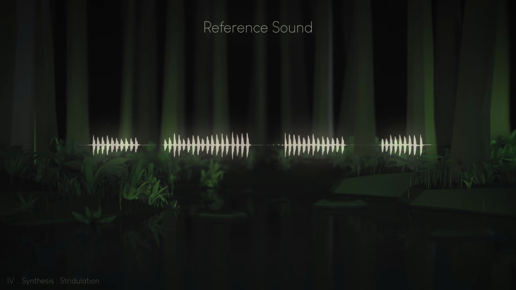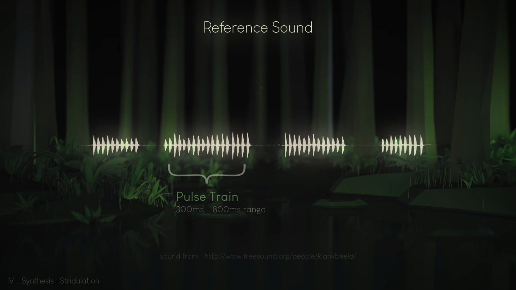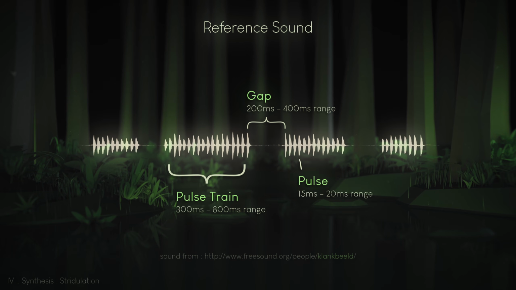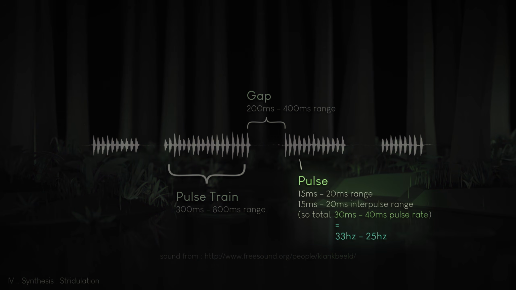In the reference I chose, the pulse trains, which are individual chirps, last between 300 to 800 milliseconds, with 200 to 400 millisecond gaps between each one. The individual pulses within each chirp last only 15 to 20 milliseconds each, with the gaps between each pulse lasting for about the same duration. To get the pulse rate values I used later on, I converted from milliseconds to hertz.